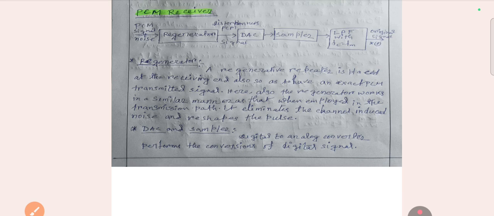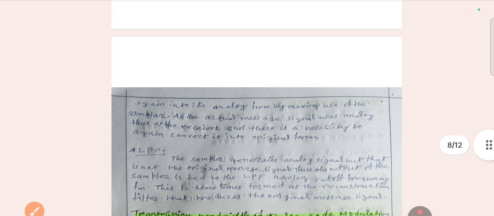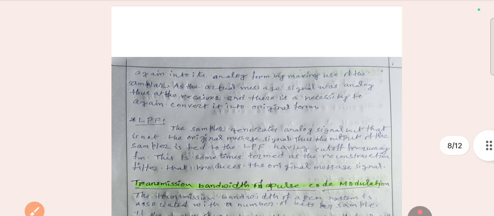DA and sampler. The digital to analog converter performs the conversion of the digital signal again into its analog form by making use of the sampler. As the actual message signal was analog, at the receiver end it is necessary to again convert it into the original form using a low pass filter.